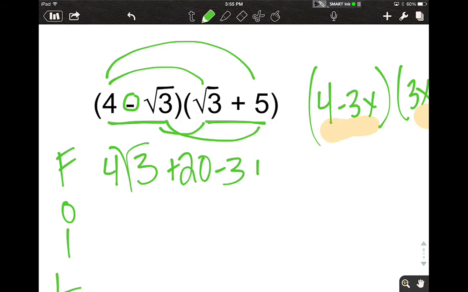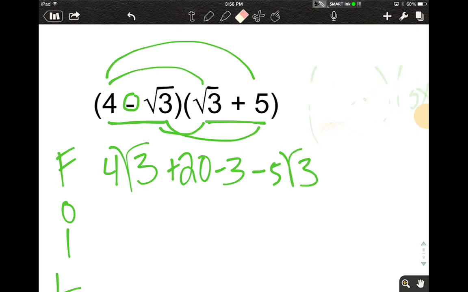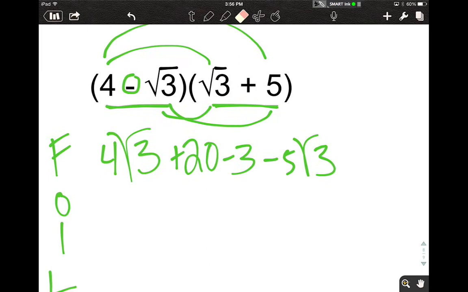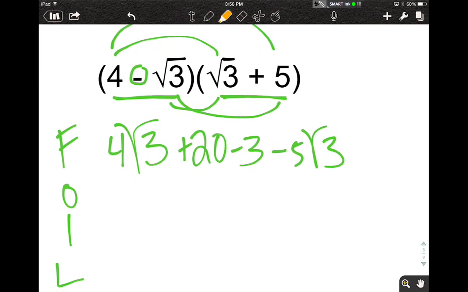So that would be minus 5 times the square root of 3. Okay, I'm going to erase this because it's getting a little sloppy. Any like terms here? Looks to me like these are like terms. So that would be plus 17. And then I have the other pair.